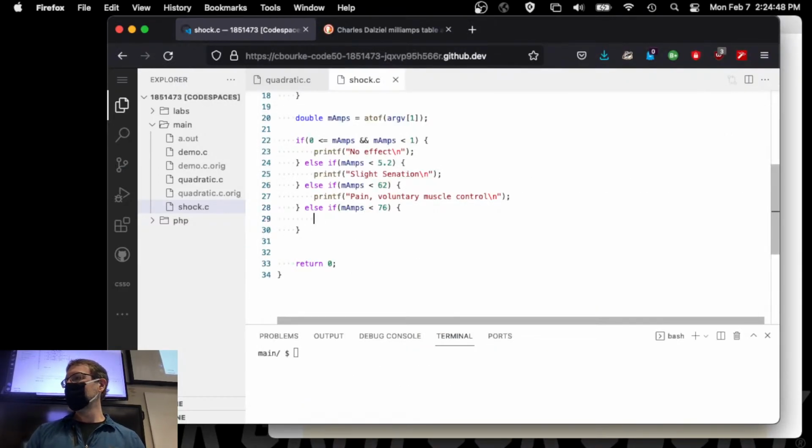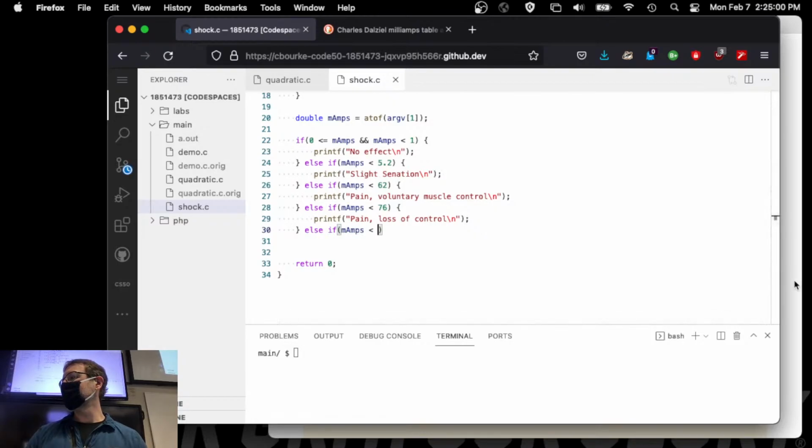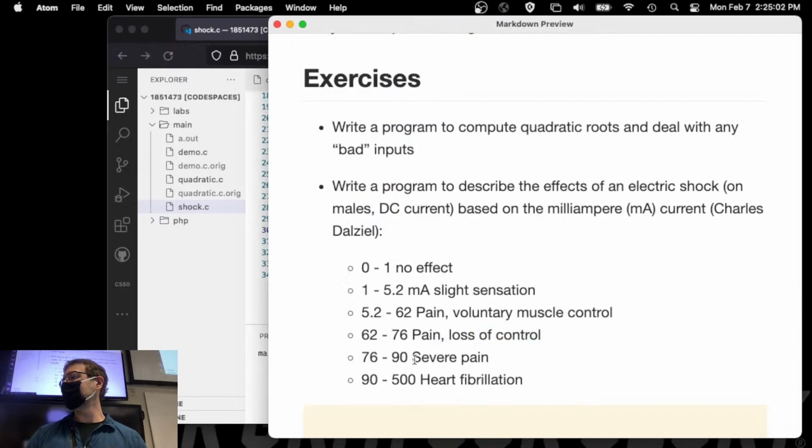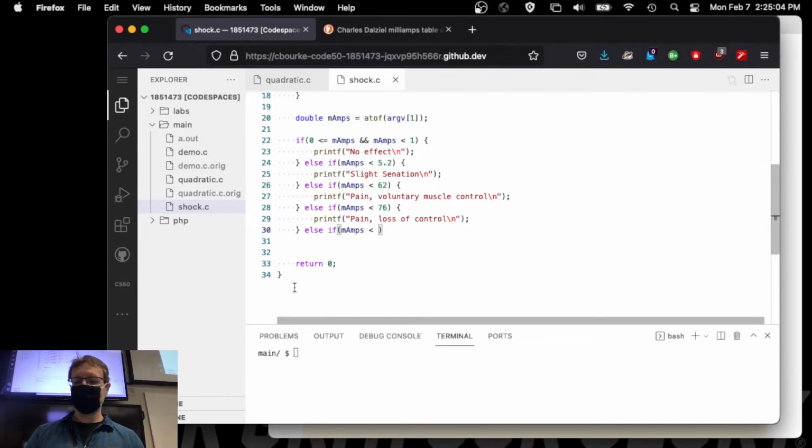So 76, printf, pain, loss of control, and the newline. Right, there you go. Else if milliamps is less than, what was it? 90, severe pain, or printf, severe pain, and the newline.